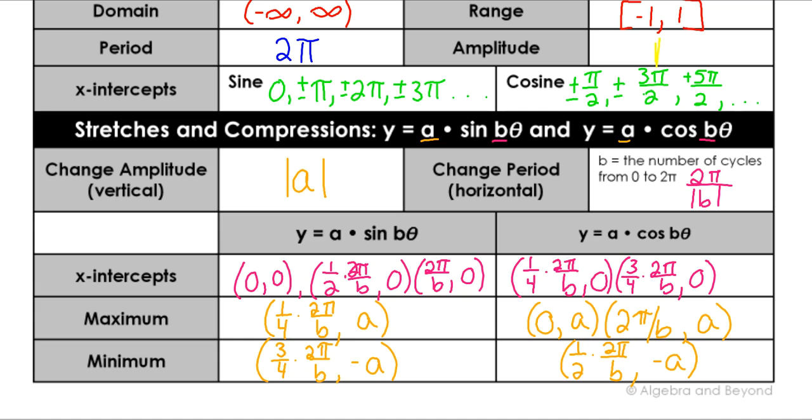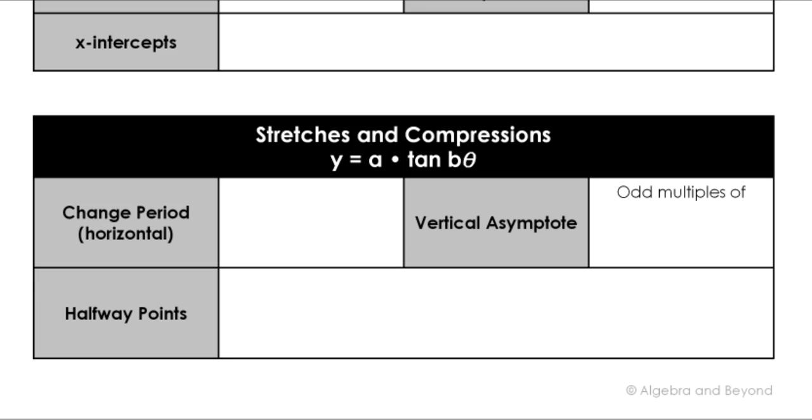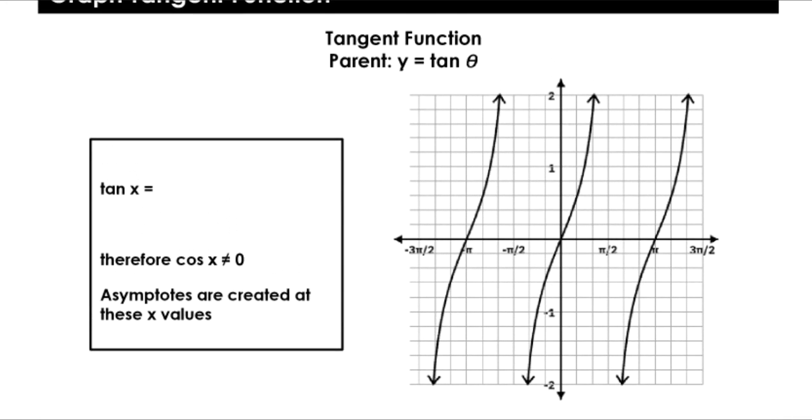All right, so those are the key features of our sine and cosine functions. Let's look now at our tangent function. So the graph of the tangent function looks a little bit different. It's still that periodic function where it repeats over and over again. We want to remember that tangent is the sine divided by the cosine.